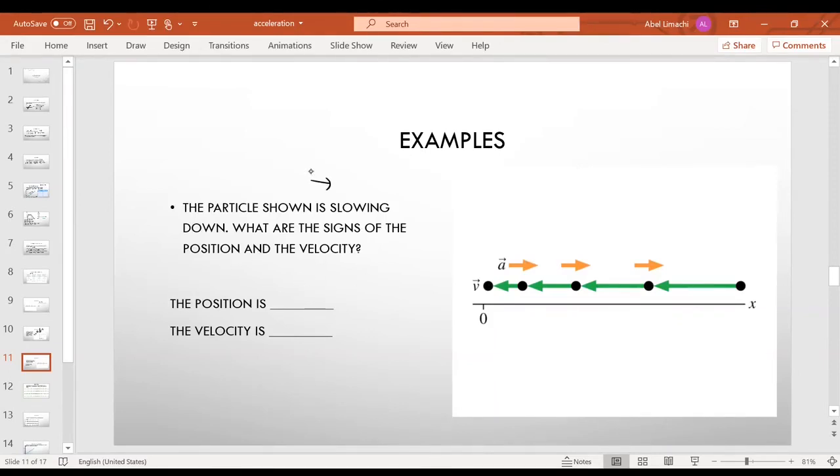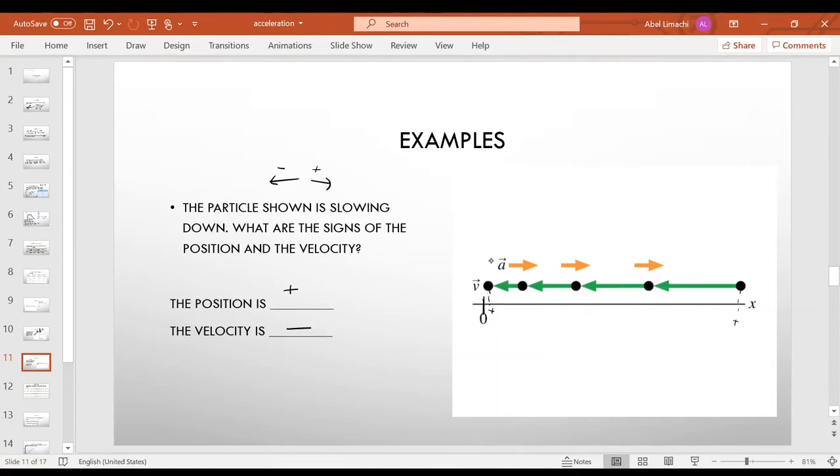So we're going to call the right positive, the left negative. The position is going to be, okay, well, we know the 0 is right here. We know that this is greater than 0. So at the initial point, it's going to be a random positive number. And at the final point, it's still barely going to be a positive number. So really, in this entire scenario, the position is positive. Now, what about the velocity? The velocity is pointing to the left, and it's always pointing to the left. This means that the velocity is negative.